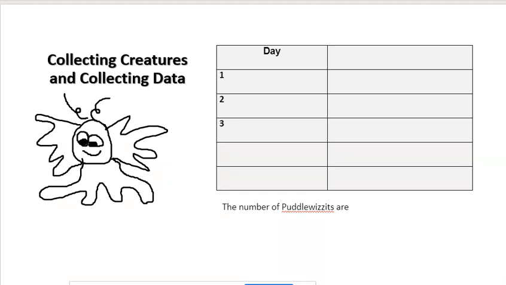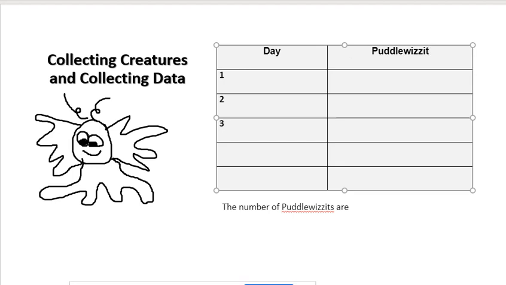In this case, we will create a t-table that tracks the number of puddle wizards we catch each day we go to the river. The first column we have here, we are going to be calling day, because it is obviously listing the days that we go looking for our creature. The second one we will call puddle wizard, after the creature that we are searching for.